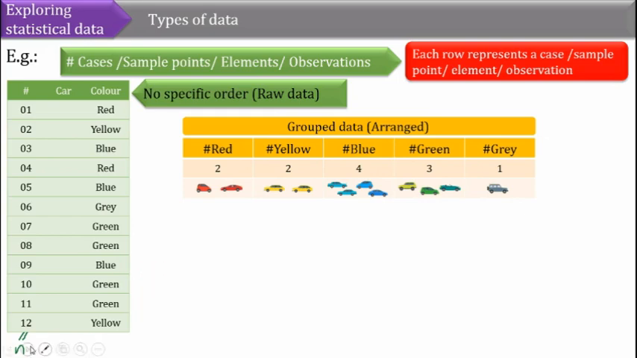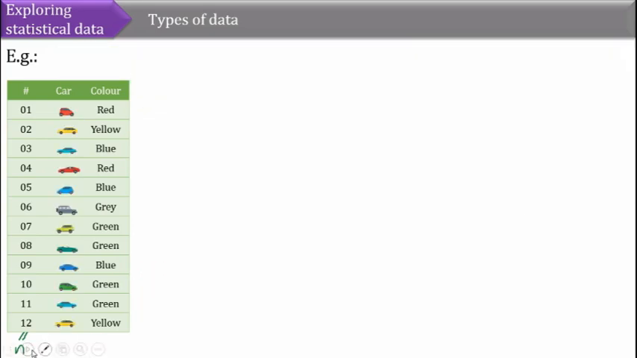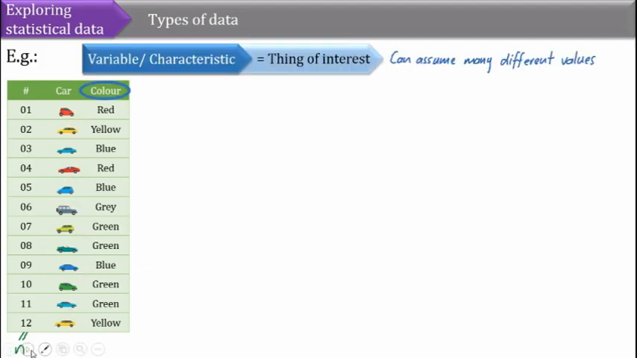But for our purposes, for this example, we're just going to have a look at the raw data. In other words, as I selected it from our population to my sample, I just made the list with no specific order in mind. Now, the first variable that I've listed here is color.